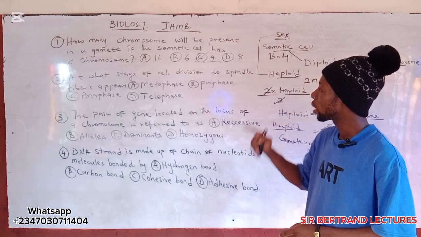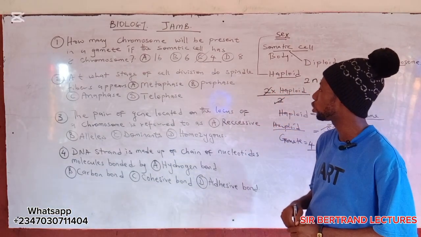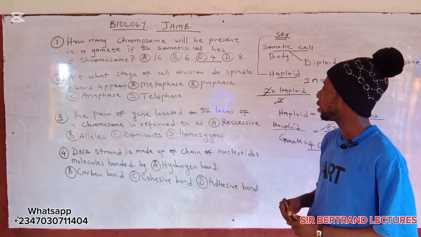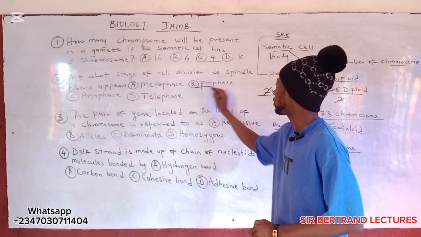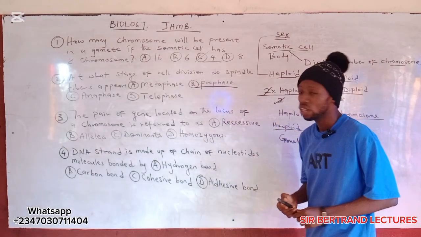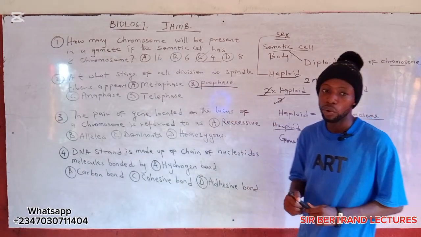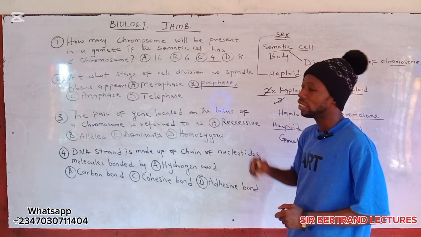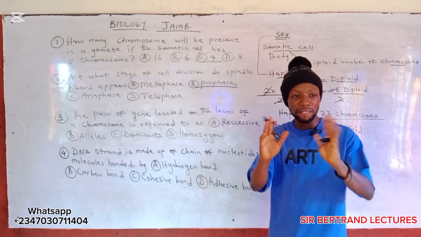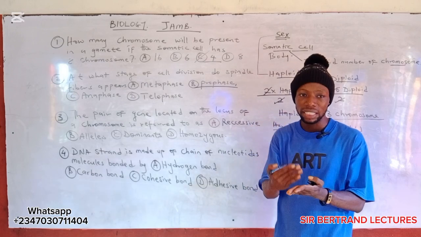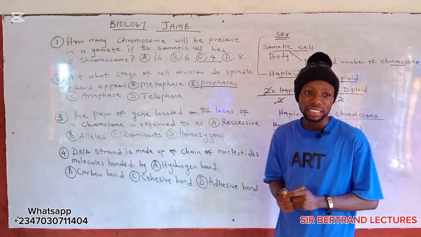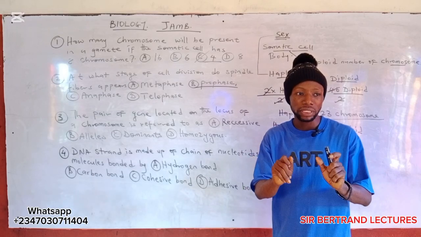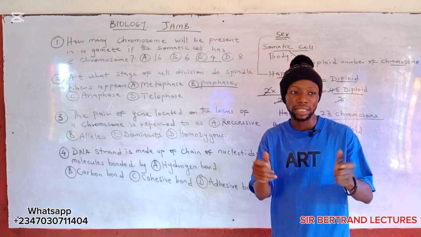Then question number 2, at what stage of cell division do spindle fibers appear? Spindle fibers appear at the prophase stage of cell division. All right, I've discussed this in one of the videos on this channel. I told you that at the prophase stage, the nuclear membrane starts to disintegrate. After that, the chromosomes become visible, like a long thread.